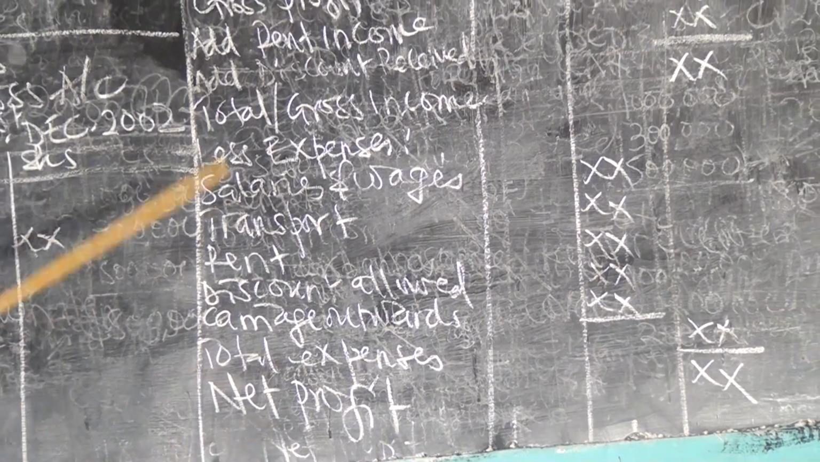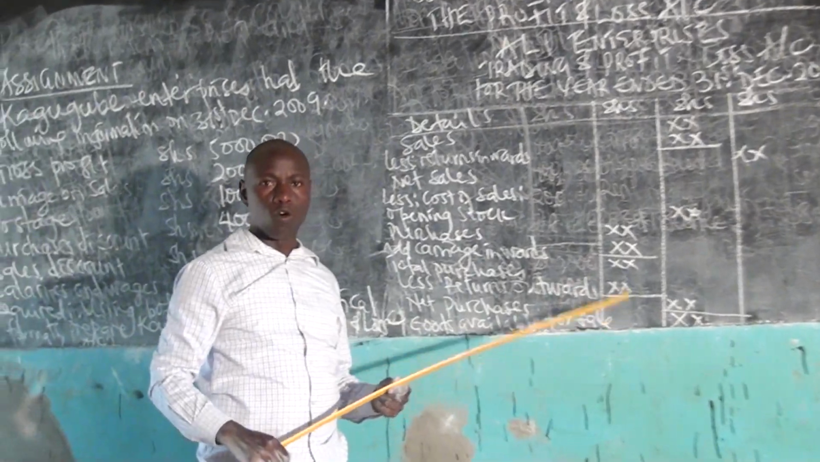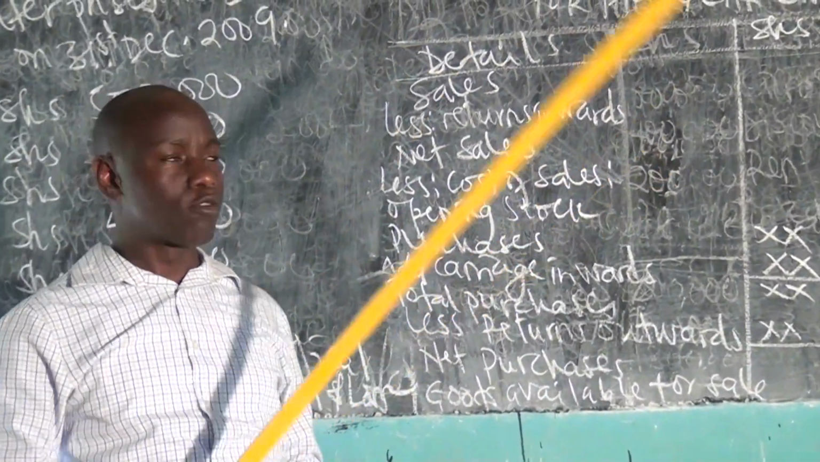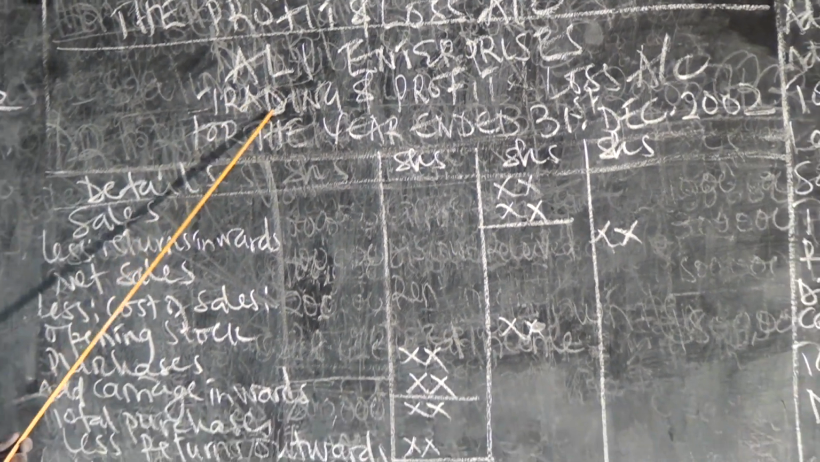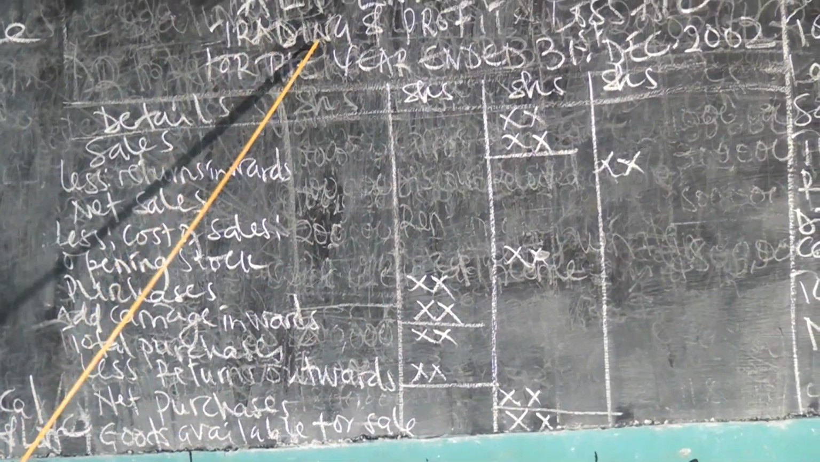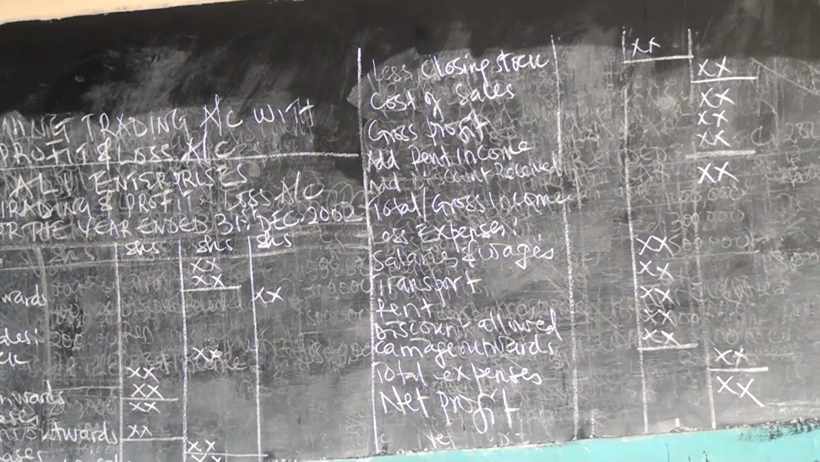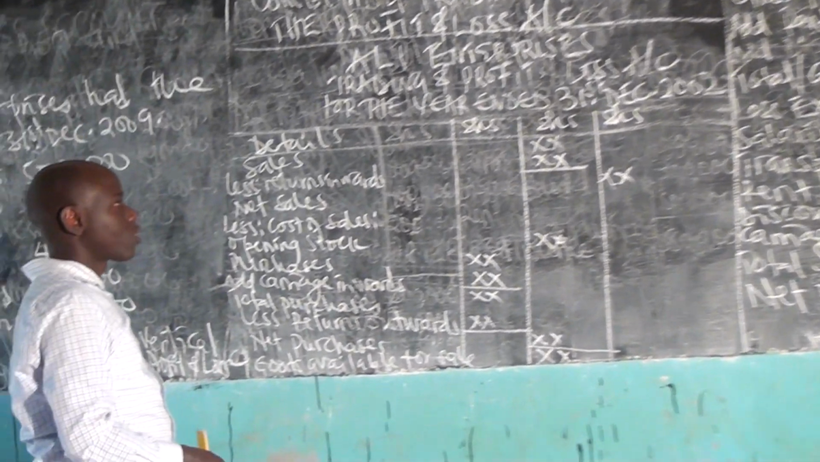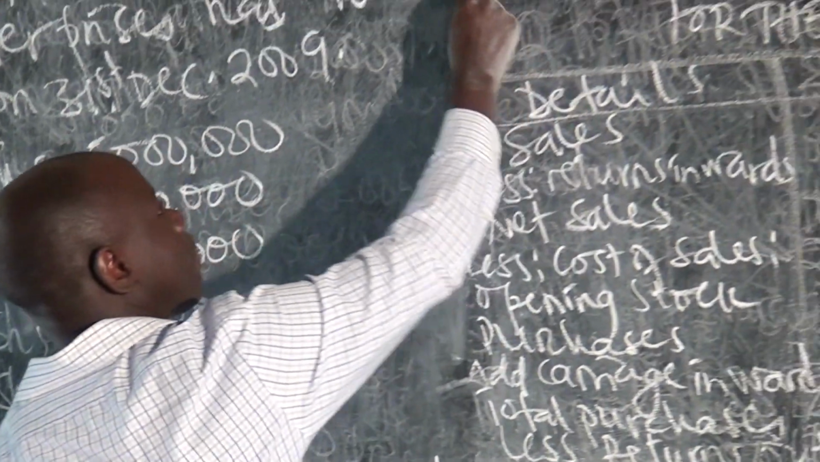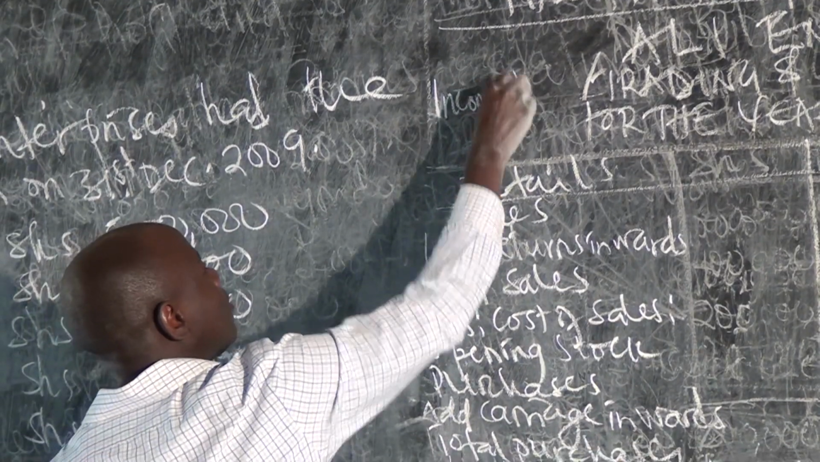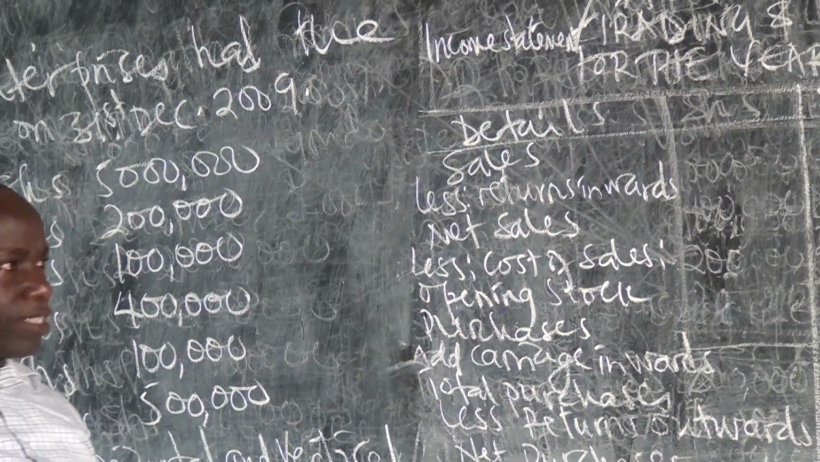This is the net profit. What you have prepared here is the simple illustration of combining the trading account with the profit and loss account. By the way, the combining of trading and profit and loss account is what people call income statement. You are not wrong to say that what I have prepared here is income statement. That is the income statement.